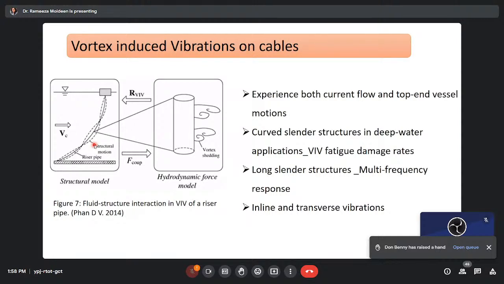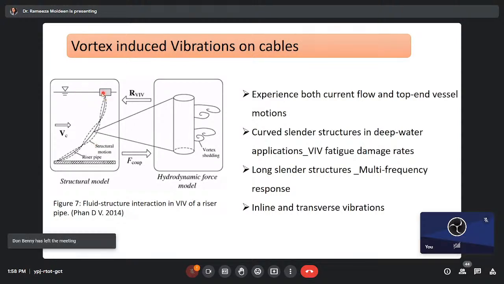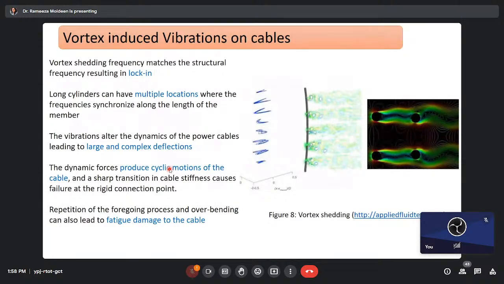So the current flow and the top end motion are the main reasons for failure. The curved slender structures in deep water will be subjected to fatigue because of these movements and multi-frequency response. The vortex shedding will have a shedding frequency. If the shedding frequency matches the natural frequency of the cable, then it will resonate. The lock-in condition happens and resonance will come. This will definitely lead to failure. So this is how vortex induced vibration acts on cables.